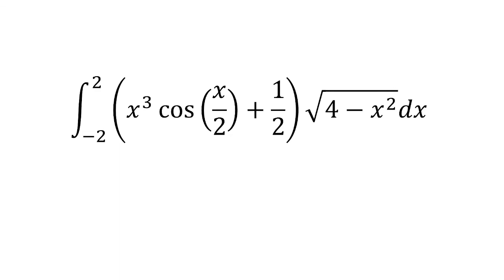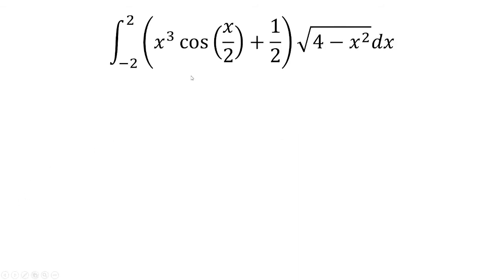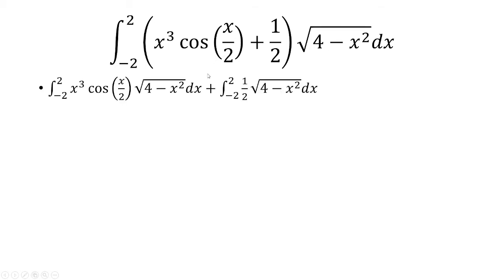In this video, we'll be integrating from -2 to 2 of quantity x cubed times cosine x over 2 plus 1/2 multiplied by the square root of 4 minus x squared. First thing we're going to do is distribute the square root to both the x cubed cosine x over 2 and the 1/2, and we're going to split it up into two separate integrals.